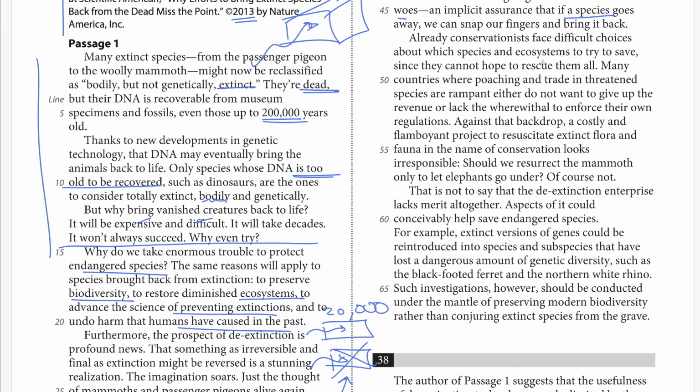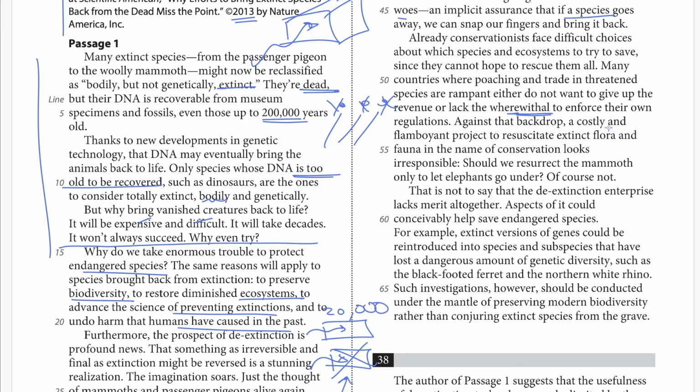Already conservationists face difficult choices about which species and ecosystems to try to save, because there are so many that are breaking down. Which one should I save? Should I save this one, or this one? Because they cannot rescue them all. Why? Because there's not enough time or money to do this. Many countries where poaching and trade in threatened species are rampant either do not want to give up the revenue, because it makes money for them, or lack the wherewithal or the resources to enforce their own regulations. So these countries are not able to do this.